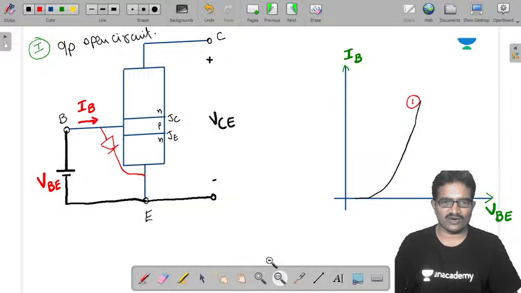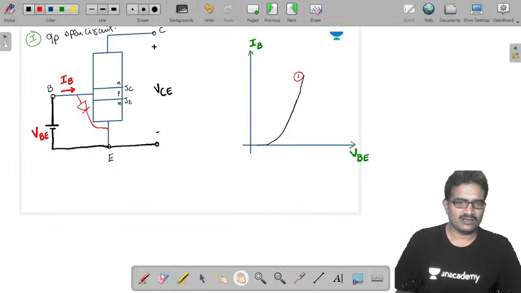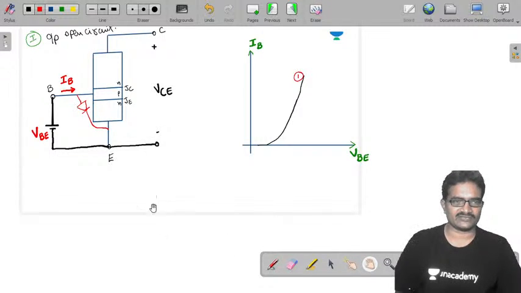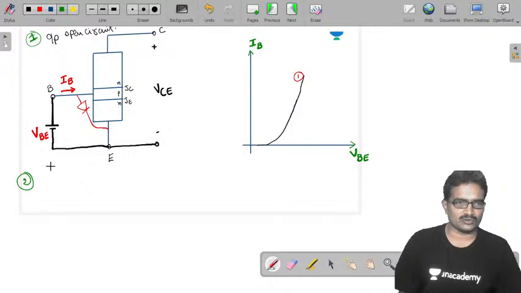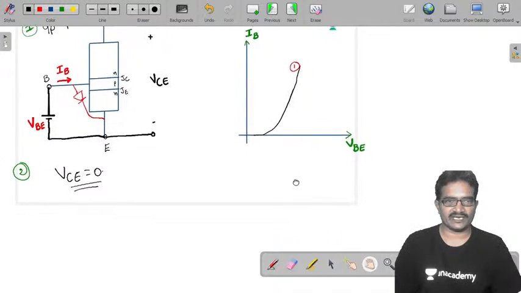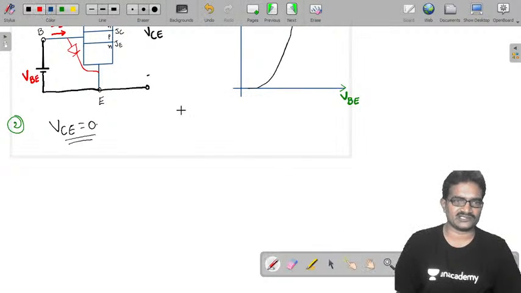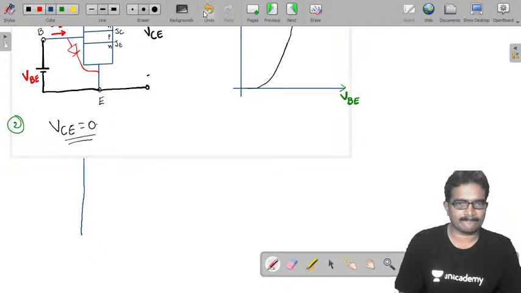Second case: I am going to take VCE 0. You need to compare both the steps. That's why I am keeping the diagram as usual and taking another diagram, because that comparison is very much required here. Step 2. Now in step 2, I am taking output voltage VCE as 0. So first I am drawing the transistor. This is the transistor.